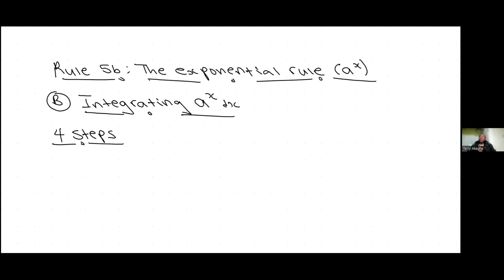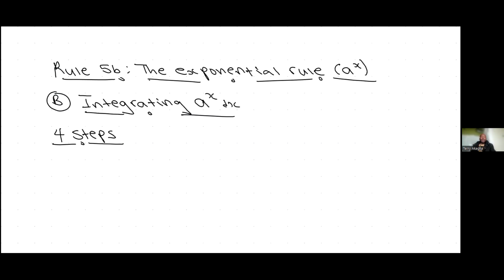So we're going to go to rule 5b. This is the exponential rule, but in this case, we're having a raised to power x, okay? So this is when integrating this form, when the power is a linear function. Is that making sense? So in this case, the power here is a linear function. So how do you do it, okay?